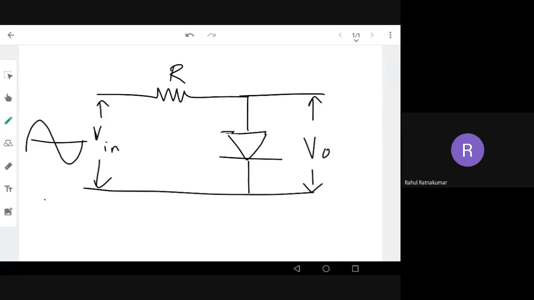Now I'm telling you, you should be able to plot the V output versus V in. Here the independent parameter is the V input because we can control the V input to the circuit. Now, based on this, you have to draw the input-output characteristics. One input-output characteristic is the output voltage versus input voltage. Another is output current versus input voltage, right?